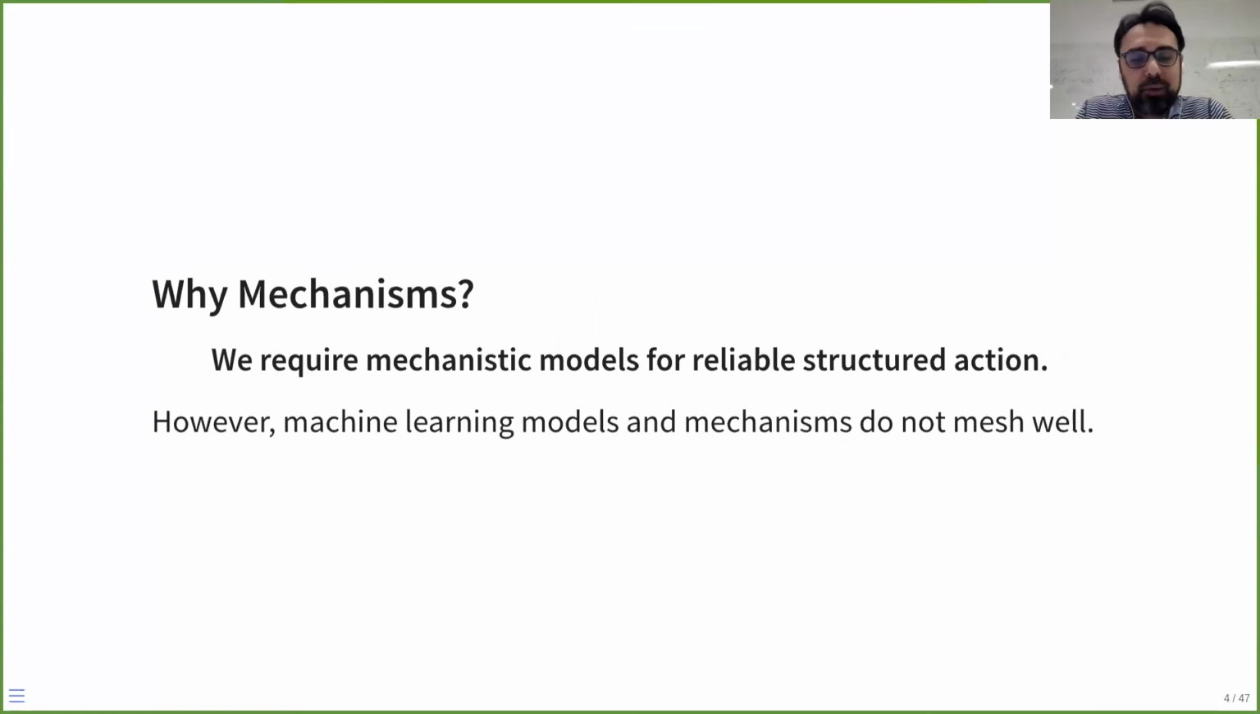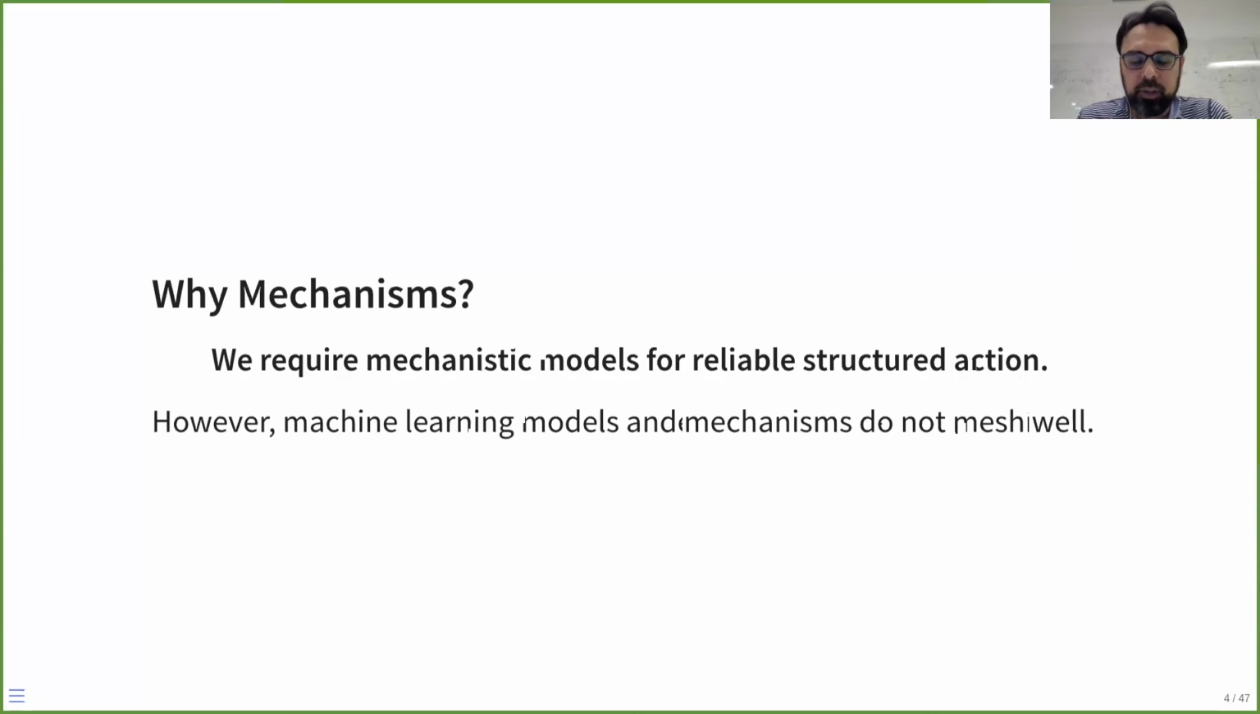So, motivation: why I think we should work with these mechanisms and combine them with data-driven models. So the main reason, I guess, is that mechanistic models are, I think, essential for reliable structured action. The problem, of course, is that machine learning models and mechanisms don't mesh that well. And as I said, we're interested in how we combine differential equations with neural networks.